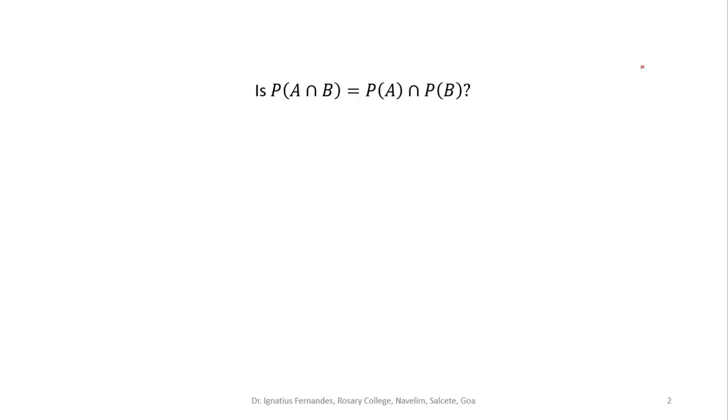Let's say, for example, suppose I want to verify whether the power set of A intersection B is the same as power set of A intersection power set of B. If you recall, what was power set of A? Power set of A is the collection of all the subsets of A. For example, if I have the set A as {1, 2}, then the power set of A will be all the subsets: the null set, the set containing 1, the set containing 2, and the set containing 1, 2. These are all the subsets of A.